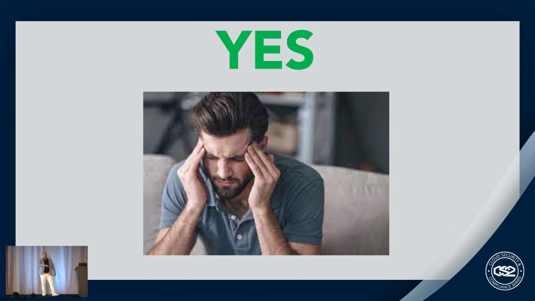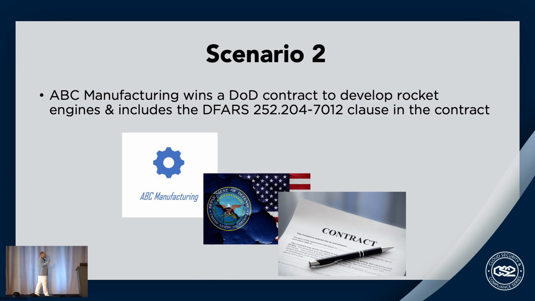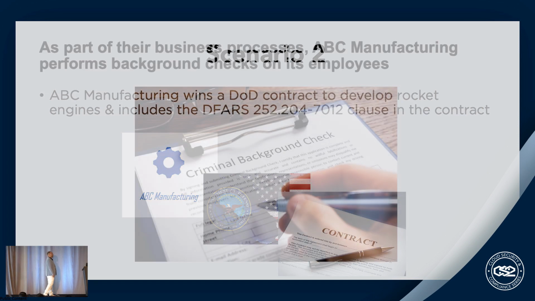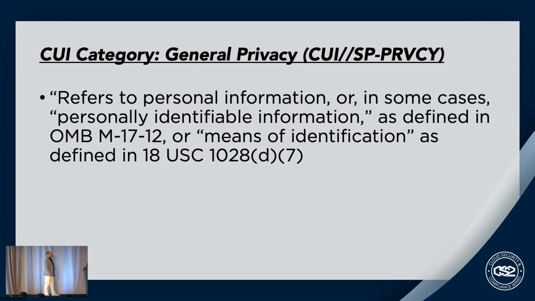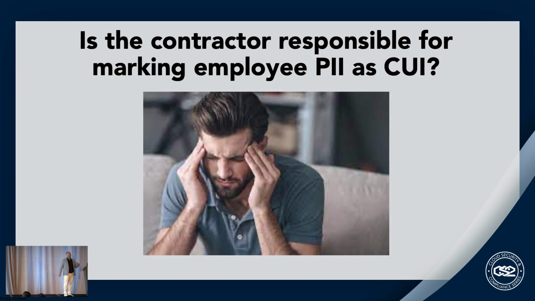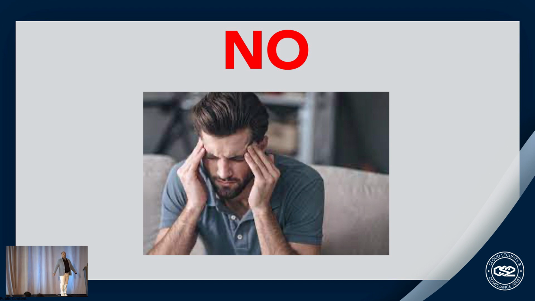Now let's go ahead and add, we'll throw a little curveball in here. Same exact scenario, right? You win a DoD contract to develop those rocket engines for the DoD, and they include the DFARS 7012 clause in your contract. Now, part of your business processes is you run background checks on your employees, which means sometimes you're going to have to collect social security numbers, right, in order to verify things like previous employment history, credit history, criminal history, and so on. In the CUI registry, there is a CUI category called general privacy, and it calls out personally identifiable information. So, are you, as the contractor, responsible for marking that PII as CUI? Who said yes? The answer is no. The reason why, you do not have a contract with the government to deliver a product or service that requires you to process that PII.